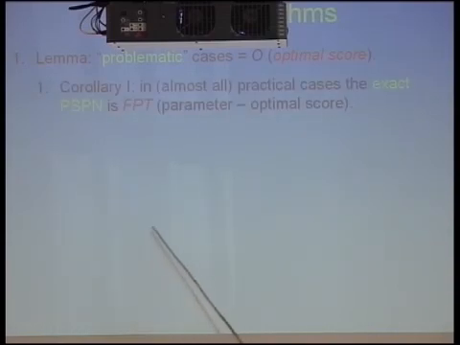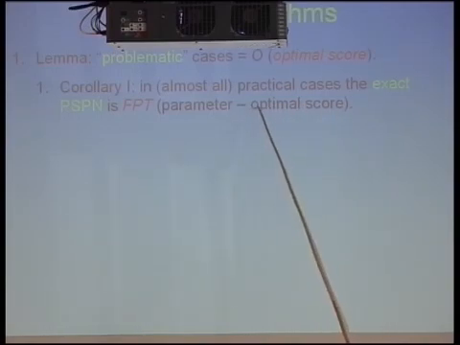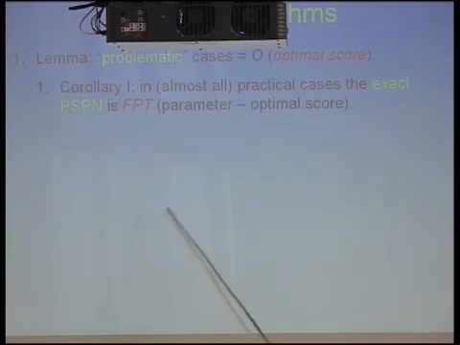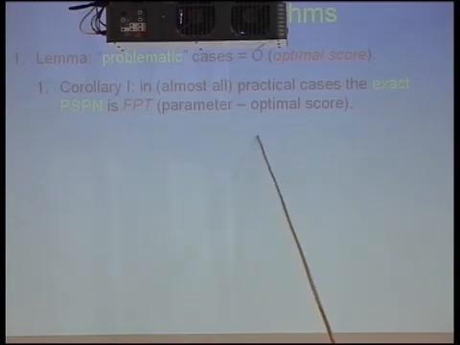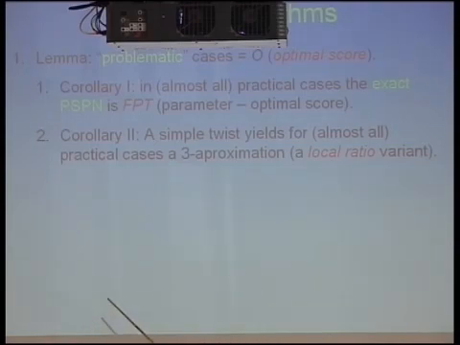Okay, and this leads to this corollary that in almost all practical cases, the algorithm you just saw is fixed parameter tractable when the parameter is the optimal score. Another corollary is that a simple twist to this algorithm that I showed yields a three approximation algorithm based on a local ratio variant, which I'd be happy to speak about, but I want to detail some results on data that we have.